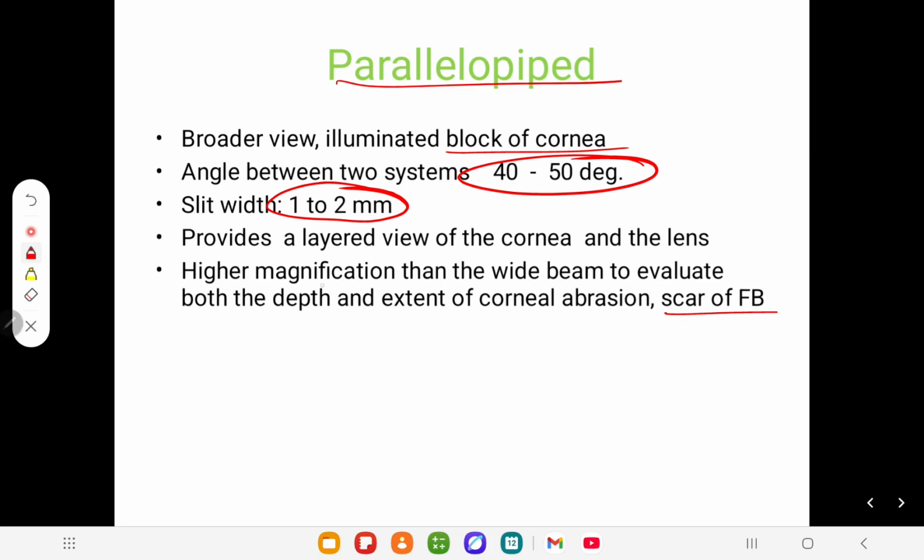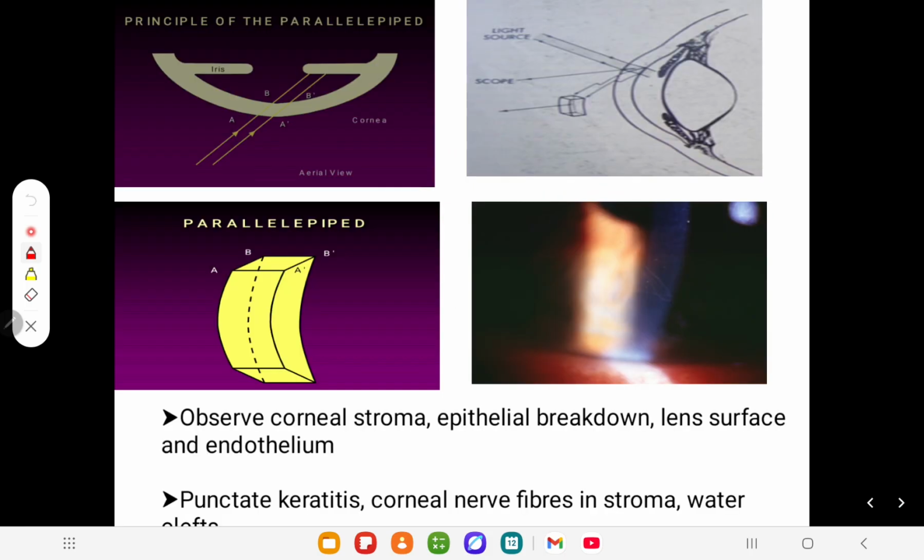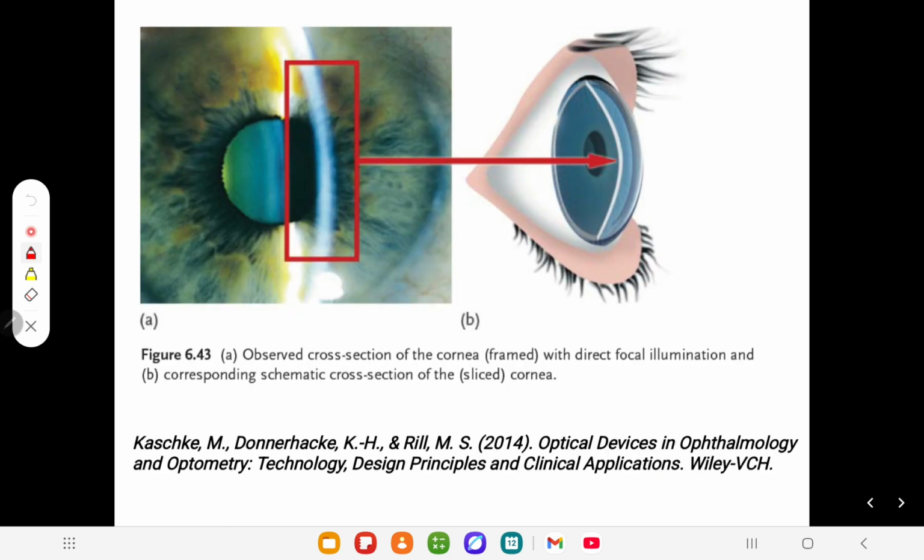So basically, high magnification is used whenever you want to see layer by layer, isn't it? So in the case of a parallelepiped, that's what we know till now. Okay, so observe the corneal stroma, epithelium, background. Let's move forward. Basically, whenever you view the cornea, you should see a cross section. That's what parallelepiped means.